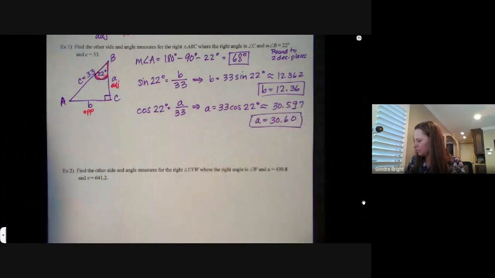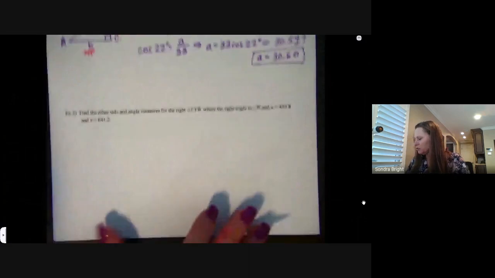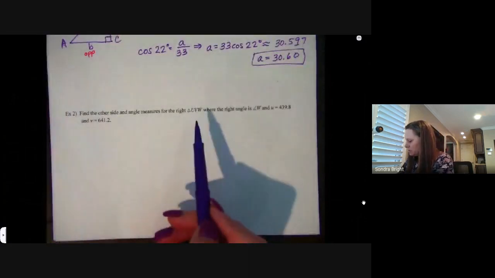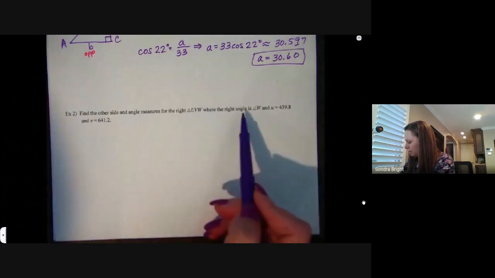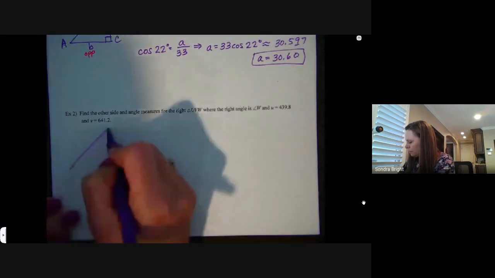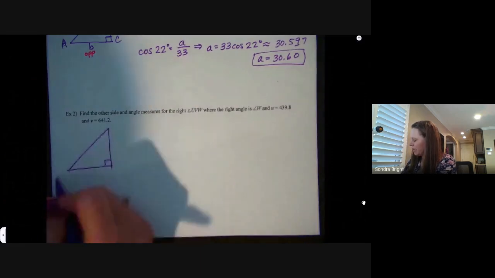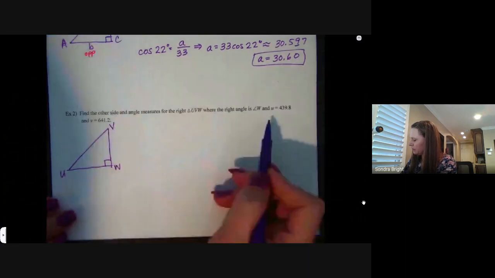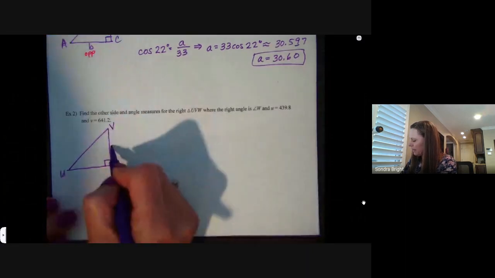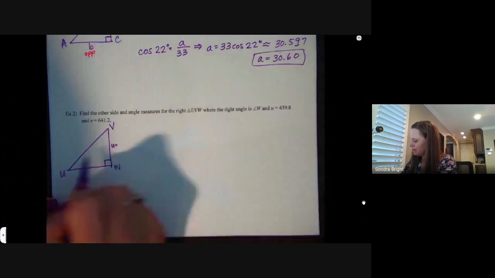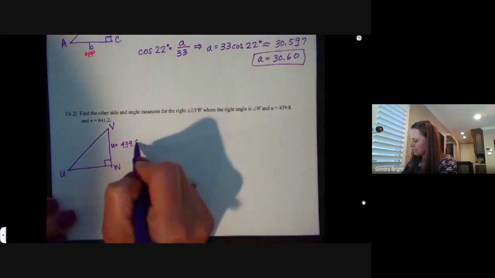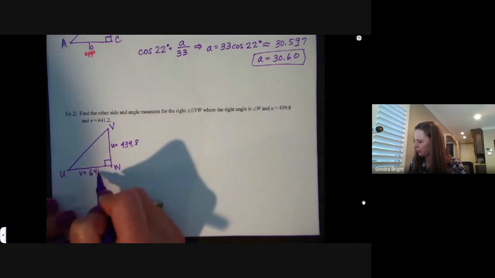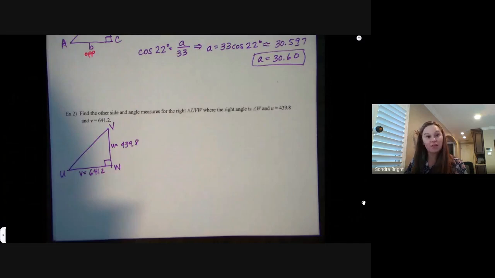Find the other side and angle measures of the right triangle UVW, where the right angle is W. All right, so let's draw the picture. UVW. And side U will be over here. Little u is 439.8. And side V, which will be this side, is 641.2. So I need to find side W, and I also need to find these angles.